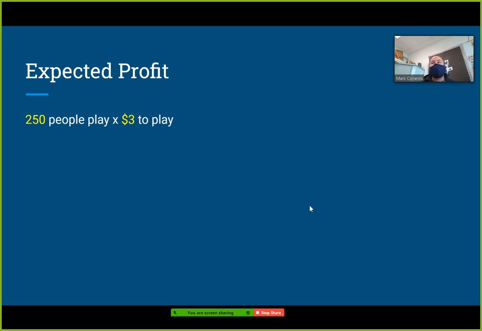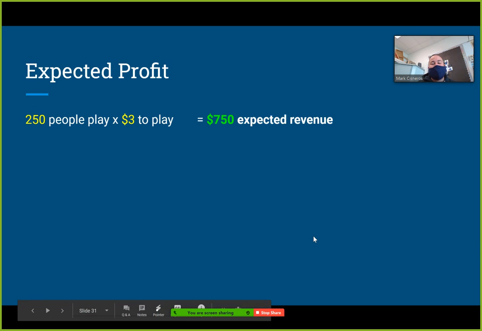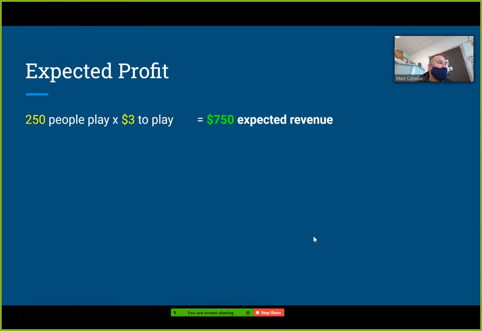Revenue in a business is everything that you sell, not including the things that you have to spend to run that business. So everything that you sell in the business is your revenue. If 250 people are going to play and the game costs $3 to play, that's $750 I'm expected to bring in revenue. $750 expected dollars in revenue. Good. Then I just add up.